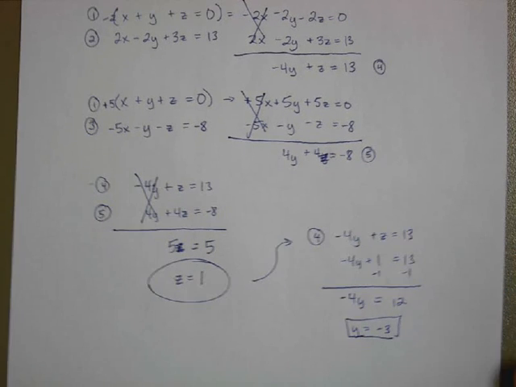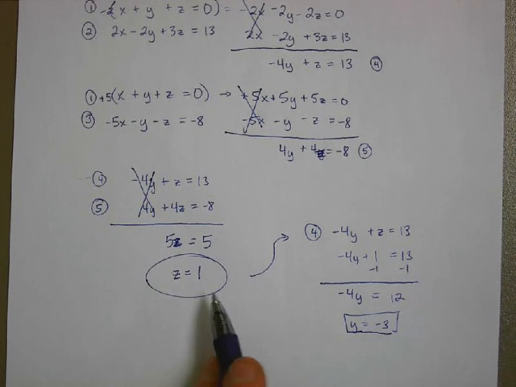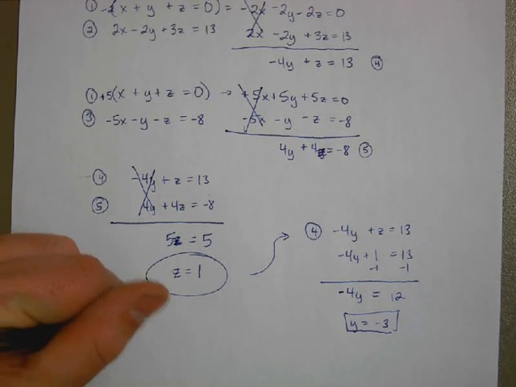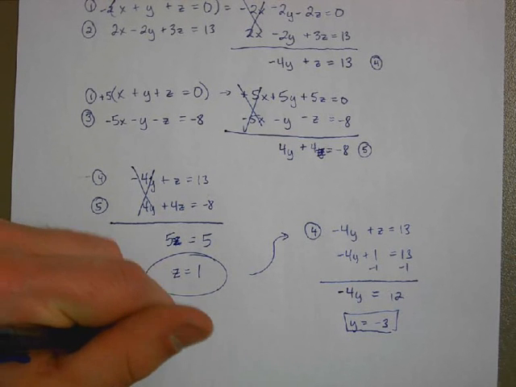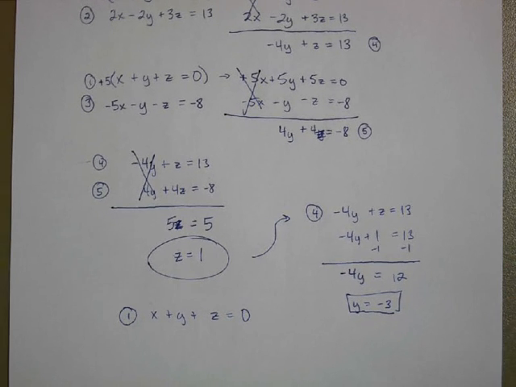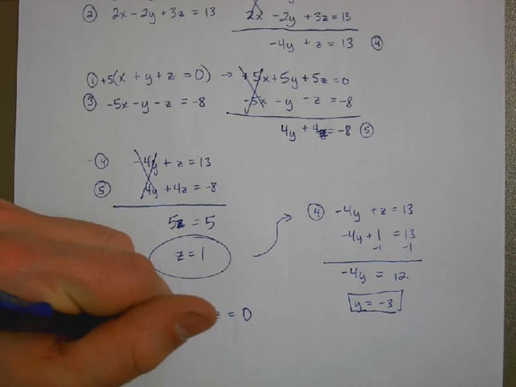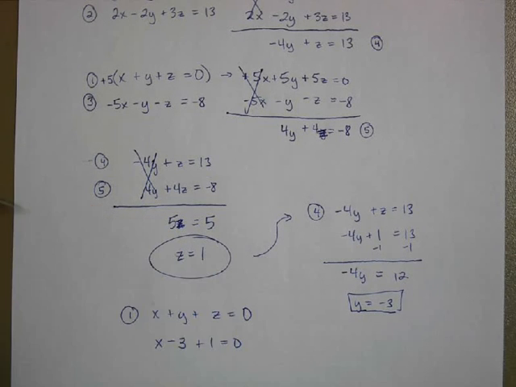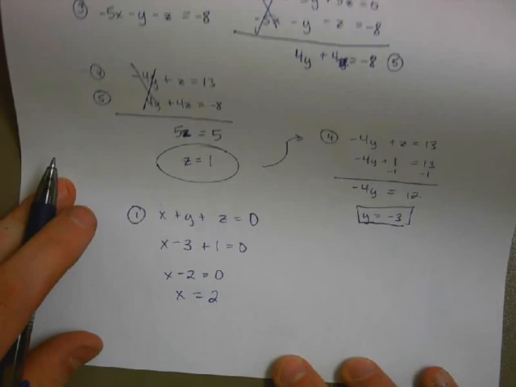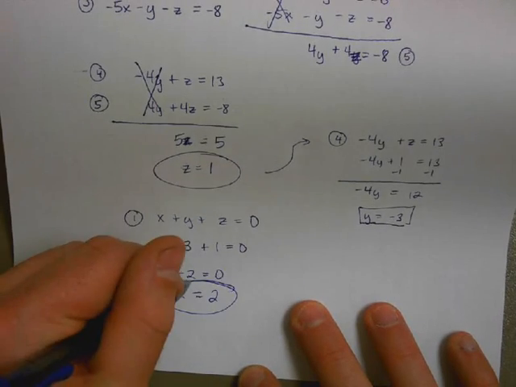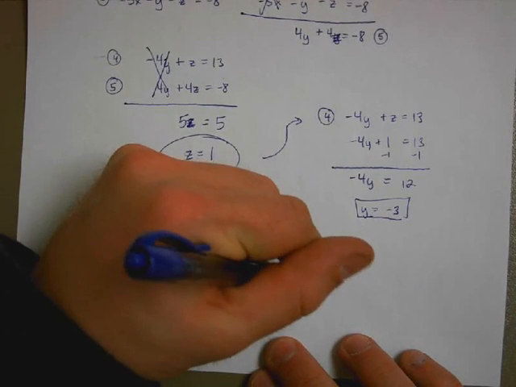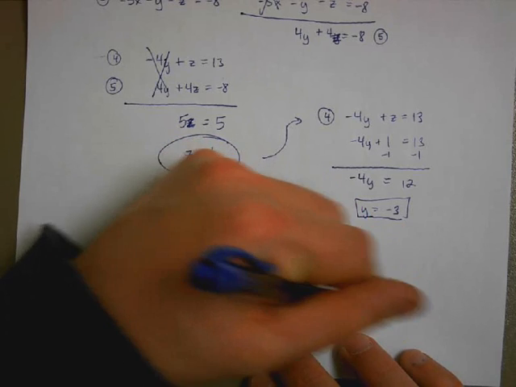So now I'm almost done. I've got y and z solved for. Now I just need to go back to x. The easiest equation might be just equation number 1, and I know that x plus y plus z is equal to 0, as long as I go back to one of the original equations. It doesn't matter which one. So that means x minus 3 plus 1 equals 0. That is x minus 2 is equal to 0, so x must equal 2. So my final answer, if you need to put it in x, y, z coordinates, should be 2, -3, 1.